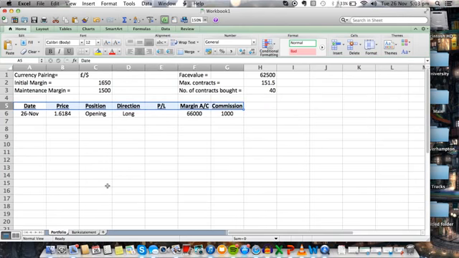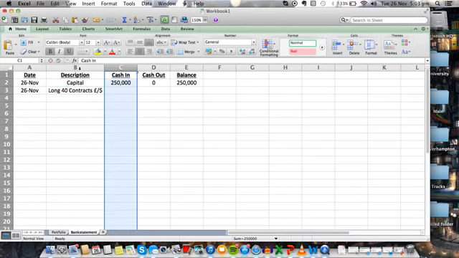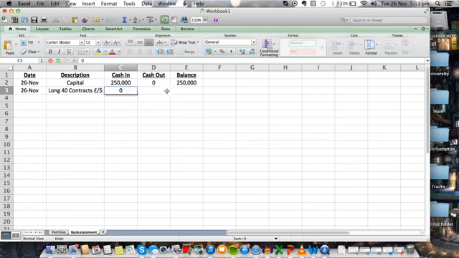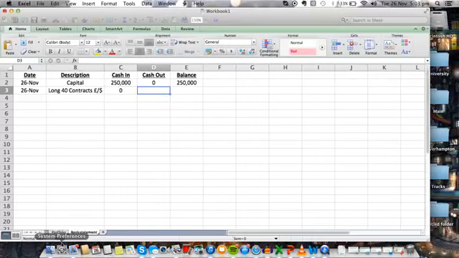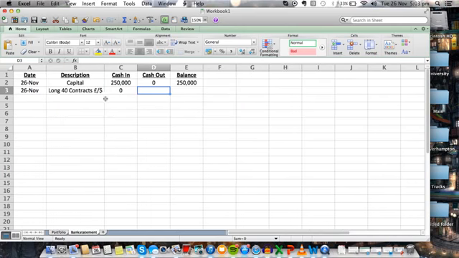Don't forget as well that you need to record this in your bank statement. So on the same day itself, 26th of November, long, 40 contracts, dollar pound. So no cash in, cash out will be how much you pay for it initially, $66,000. Don't forget the commission, add the commission. So in total, you have $67,000 going out on 26th of November. So it's 67 going out.